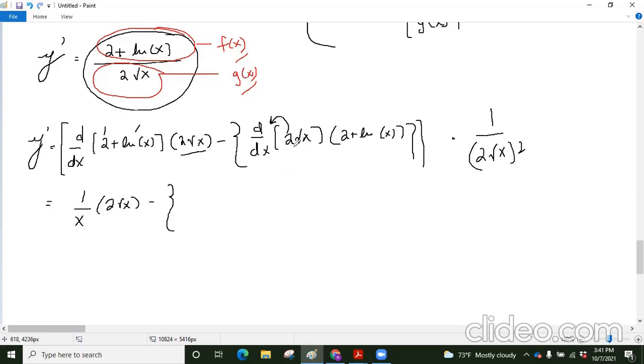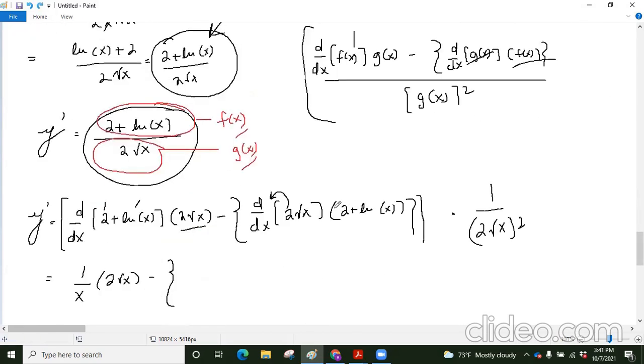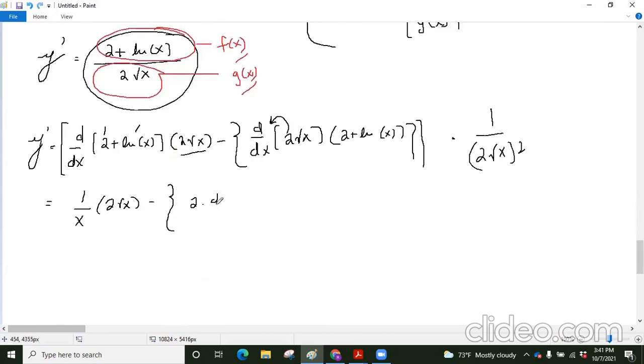constant rule, right? So take the 2 out, that's a constant. Multiply that by the derivative of under root x. We said that the derivative of under root x was this. So we're actually going to be doing 2 times the derivative of under root x. And we know what that is. We said that it was 1 over 2 under root x, if you remember. And then you'd have 2 plus ln of x.